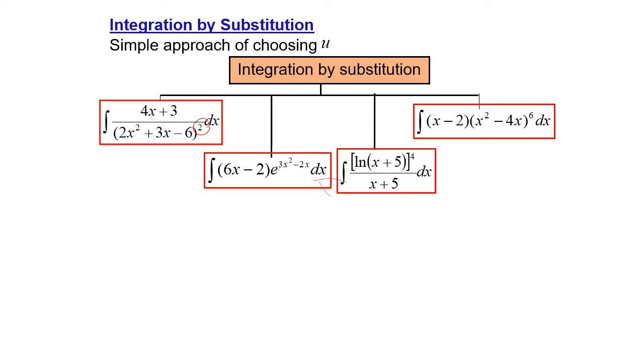And then the second one is (6x minus 2) multiplied by e to the power of 3x squared minus 2x, with respect to x. And then we have (x minus 2) multiplied by (x squared minus 4x) all to the power of 6, which is in the same form. And then the last one is natural log of (x plus 5) all to the power of 4, divided by (x plus 5). So this is also in the same form. If you can see here, this expression, the first one, the second one, and the third one, actually we have the same form.